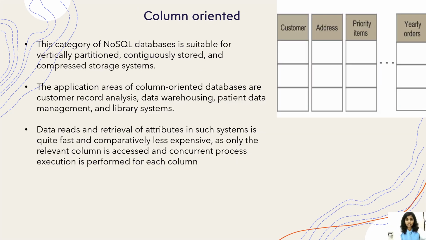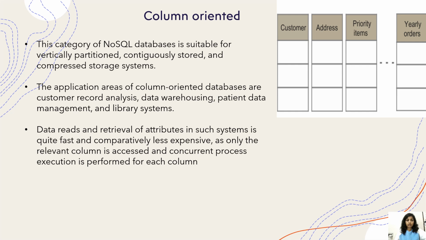In a column oriented database system, we know this type of NoSQL system is suitable for vertically partitioned, contiguously stored and compressed storage systems. Here, the data is partitioned in a vertical manner where we store each attribute vertically, and this makes accessing the data very easy. The application areas of column-oriented databases are data warehousing, patient data management, library systems, and customer record analysis.